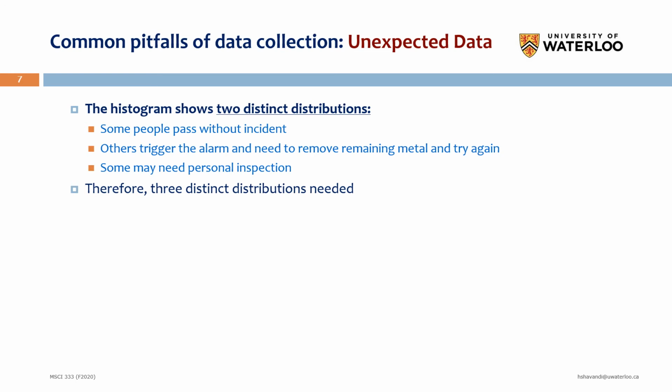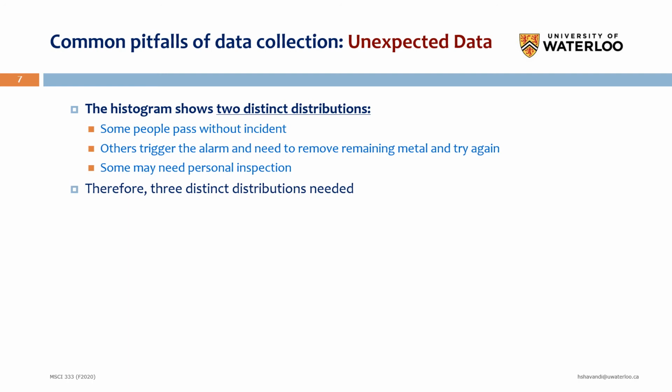So why? Maybe it's because some people pass without incident and the others trigger the alarm and need to remove remaining metal and try again, right? Or we find out that some people may need personal inspection. If we need to be more accurate, then we need to consider three categories, three distinct distributions.